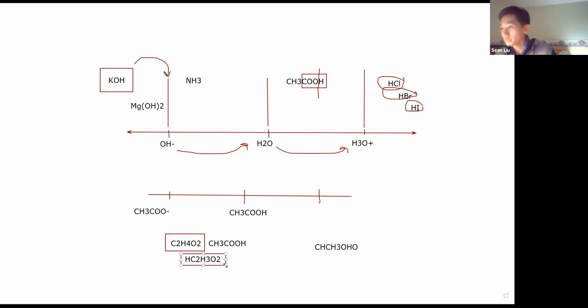This one right here, HC2H3O2, is highlighting the ion. It's highlighting the C2H3O2 minus part. It's saying there's this negatively charged ion here, and it has an H attached to it. I'm not telling you about structure though. HC2H3O2 doesn't tell you anything about structure, but it tells you that there's this ion that exists here. It makes it more clear.